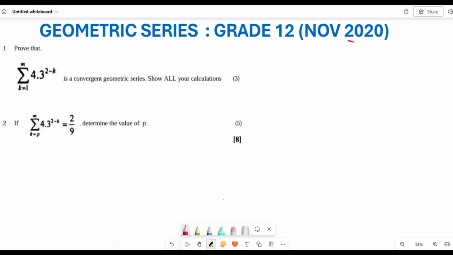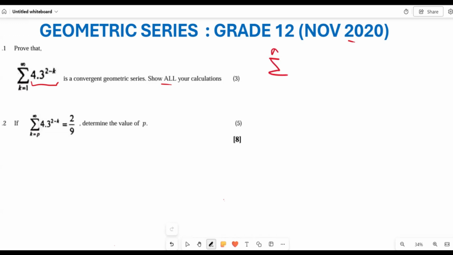Now they want us to prove that the sum to infinity, given by this, is a convergent geometric series, right? Now they want us to show all the necessary calculations to prove that. I want us to start by firstly interpreting what this means, right? So now they are saying, from here, isn't it that you are having the sum, right?